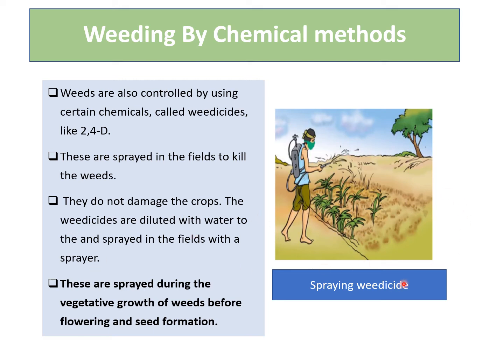You can see in the picture, the farmer is spraying weedicide with the help of a sprayer. They are generally sprayed during the vegetative growth of the weeds, before the flowering and seed formation. During this time we should spray the weedicides. So these were the methods of doing weeding.